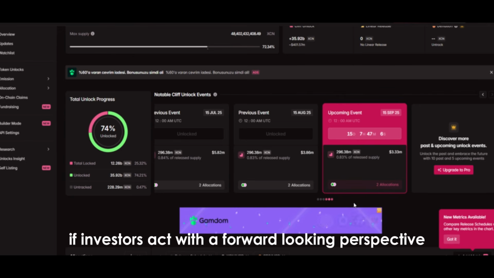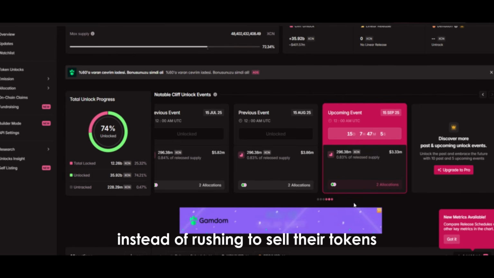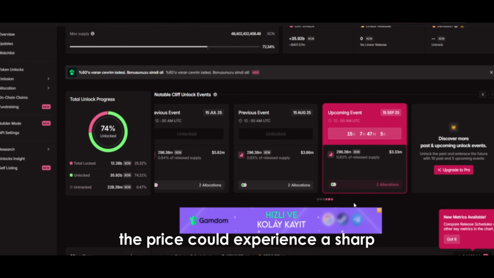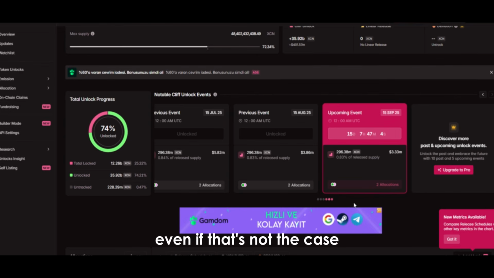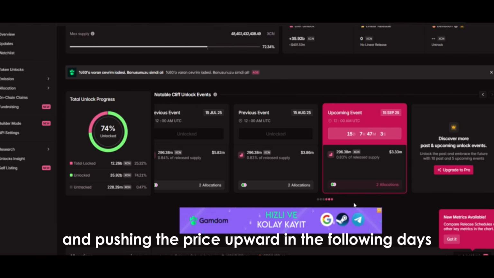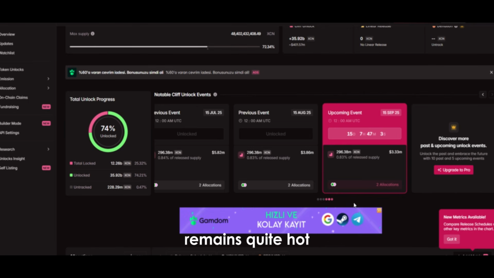If investors act with a forward-looking perspective instead of rushing to sell their tokens, the price could experience a sharp upward jump on unlock day. Even if that's not the case, after short-term fluctuations, the likelihood of strong hands accumulating tokens and pushing the price upward in the following days remains quite high.